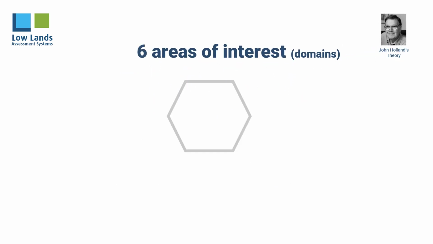In the original theory, John Holland talks about 6 types. Today we prefer to talk about domains. In the beginning, these were the 6 labels Holland came up with. Motoric. In this domain you will find physically active people, often athletic, agile and strong. People who cannot and will not sit still.